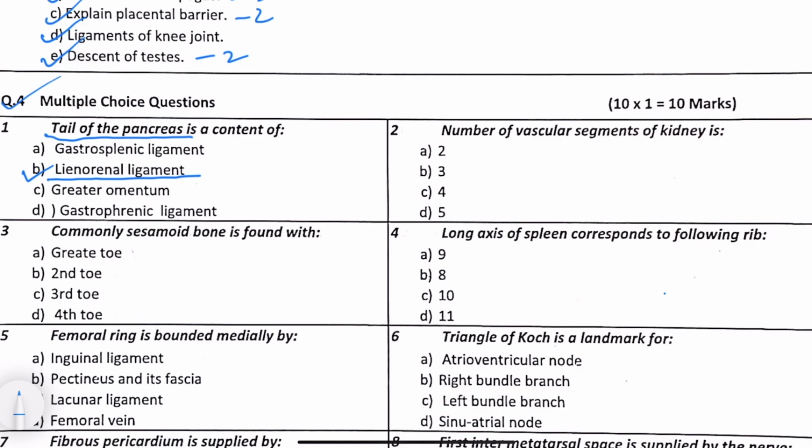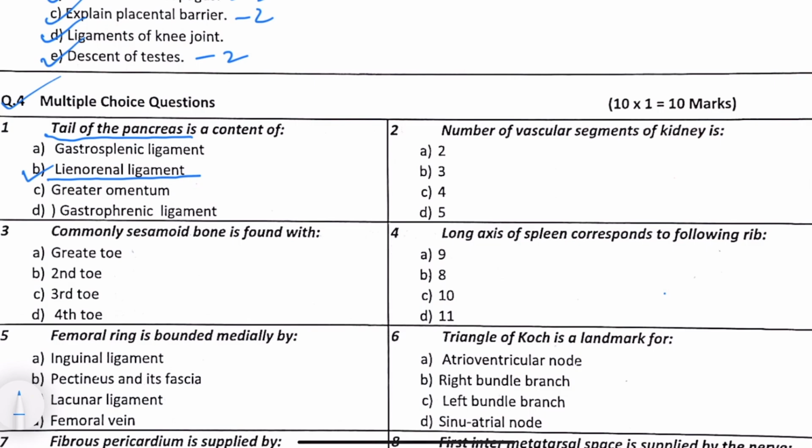Of course, these structures are also running in relation to the tail of the pancreas. And you will also find the lienorenal lymph nodes, also called the pancreatico-splenic group of lymph nodes, and of course the lymphatics also. While in the gastrosplenic ligament, there are short gastric arteries and the left gastroepiploic artery running there, and gastrosplenic lymph nodes will also be found there.